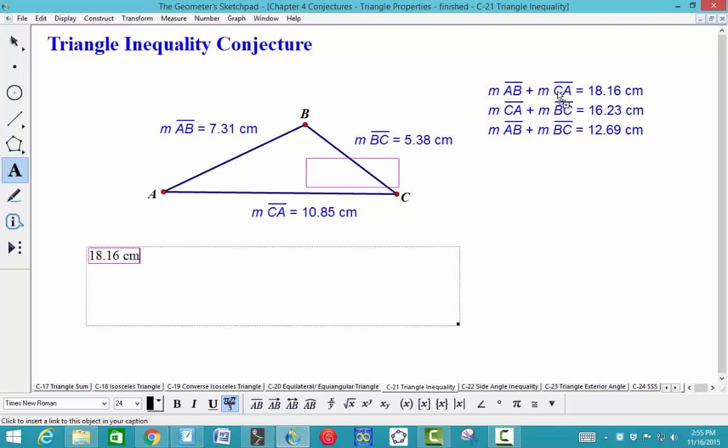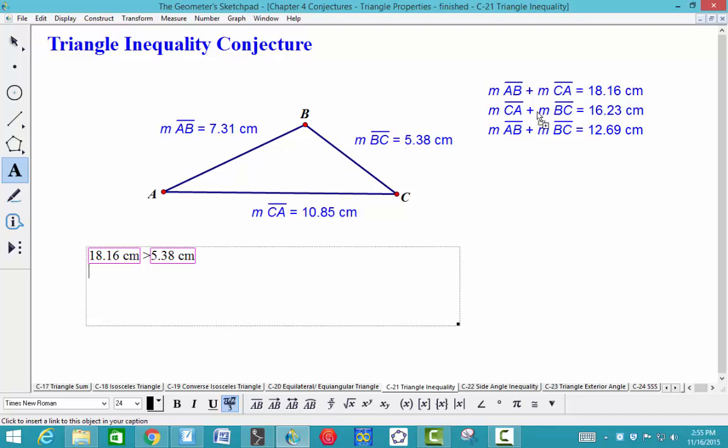So let's click on this first one. And what this one says is the measure of segment AB plus the measure of segment CA is going to be greater than the third side. It's going to be greater than BC. Go ahead and press enter to drop to the next line.